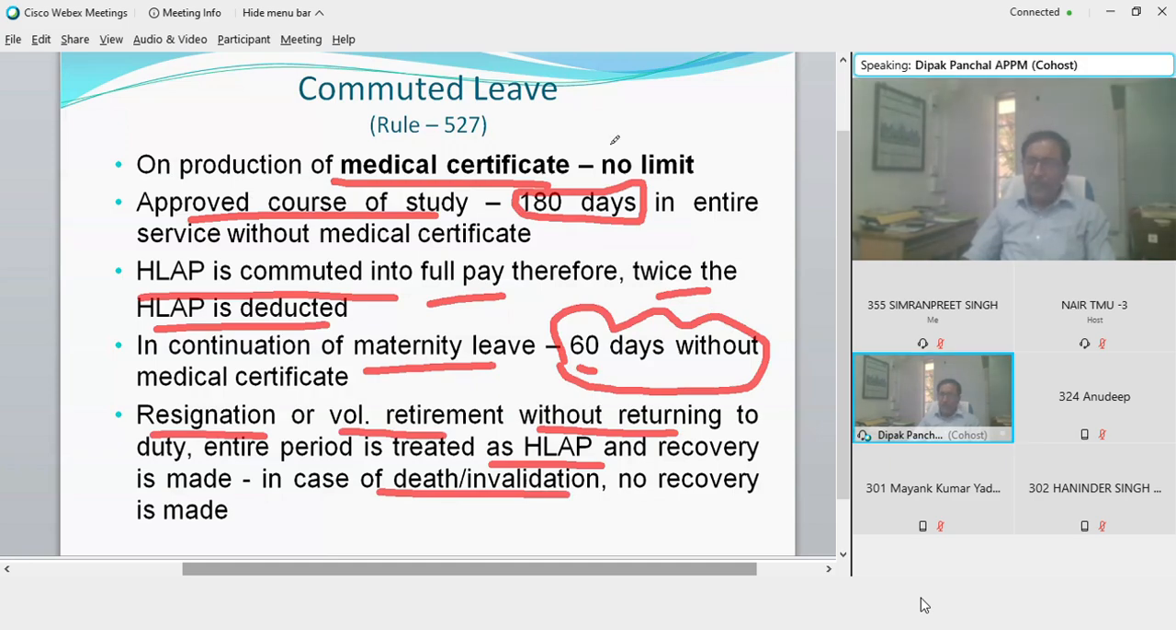Secondly, there is no limit as to availing this leave. You know, like in LAP, there was a limit of 180 days. In LHAP, there was a limit of 24 months. But in commuted leave, there is no such limit.